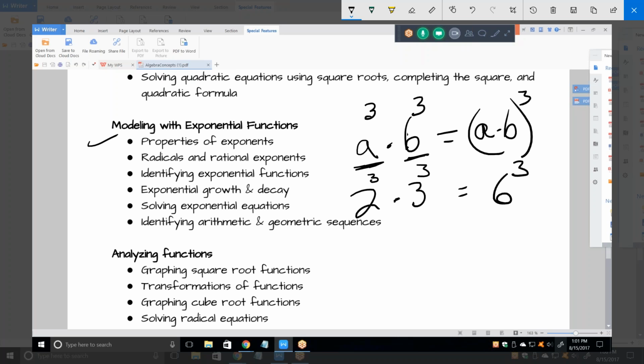And it also covers division. In other words, if I have b to the fourth divided by a to the fourth, same exponent, different base, what's that going to be? B divided by A to the fourth.